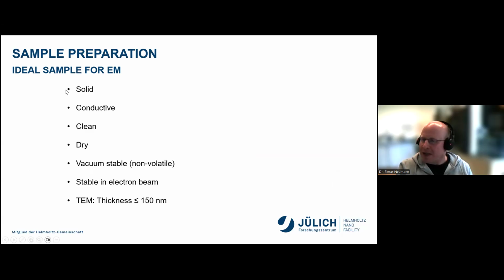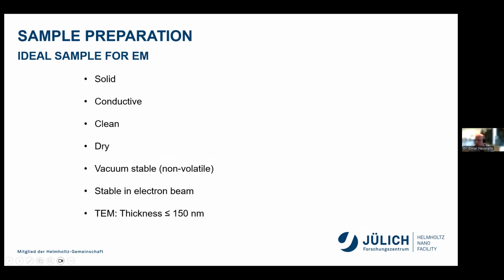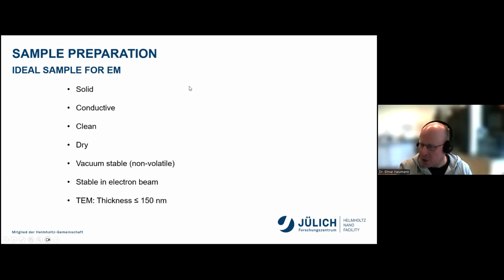So the ideal sample for observation in an SEM should be a solid sample, should be electrically conductive, clean, dry, vacuum stable. That means non-volatile, it should not contain any volatile components, and be stable in the electron beam, so it should not be destroyed by the energy that you put into the system. And for TEM, the thickness should be around 150 nanometers or smaller, also again depending on the material that you're using.